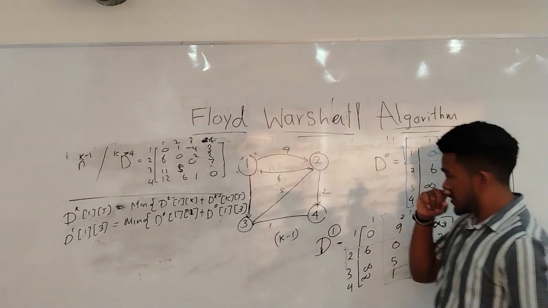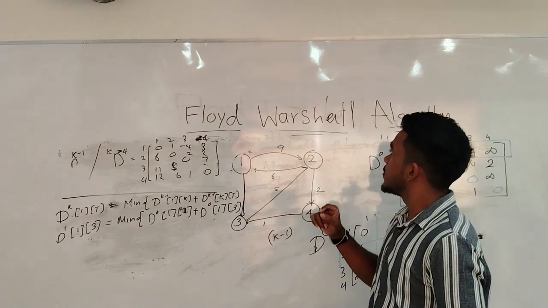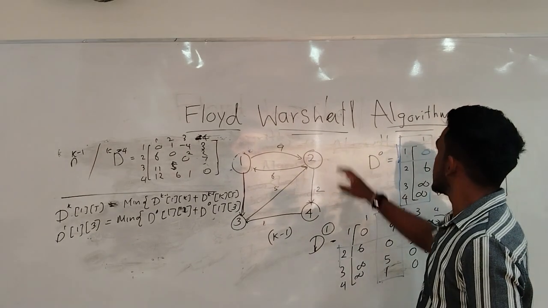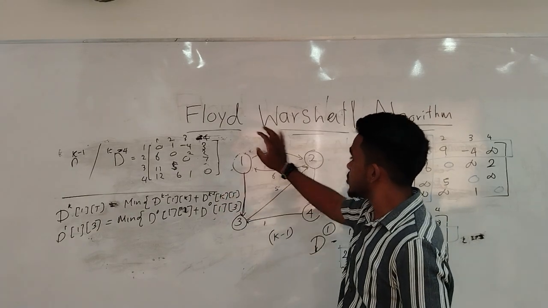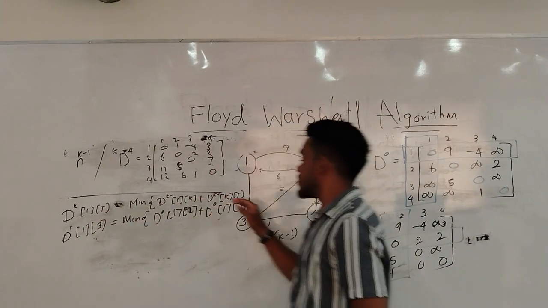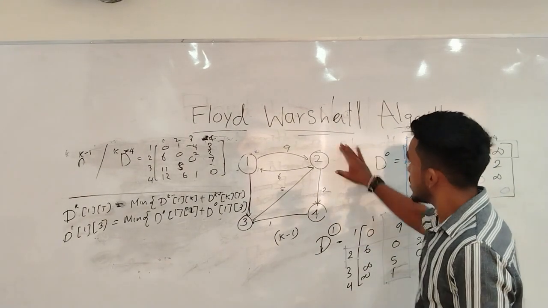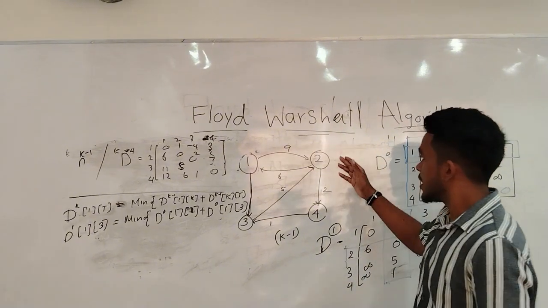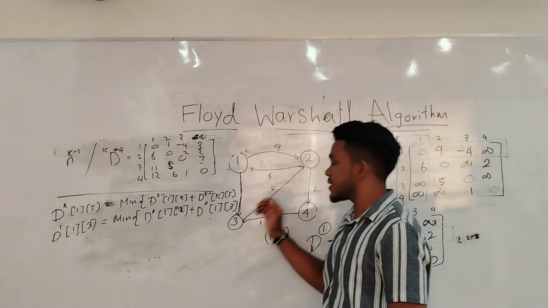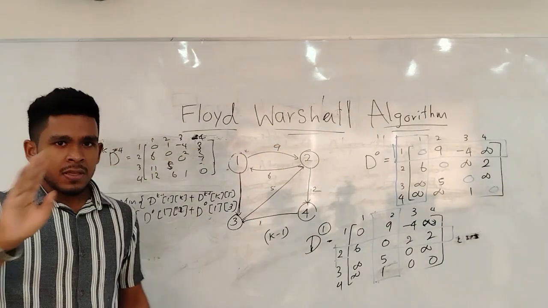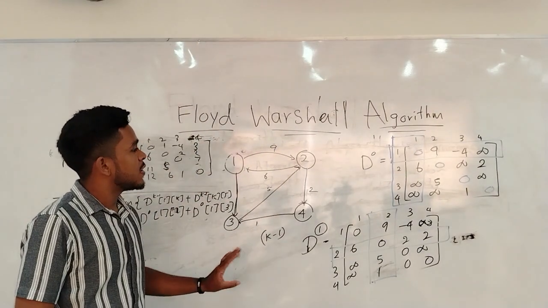So finally, the Floyd Warshall algorithm says the problem can be solved using this algorithm. From this, we can identify the shortest path from any of these vertices to a specific vertex. So this is a bit complex, but I think you have got a brief idea on this.